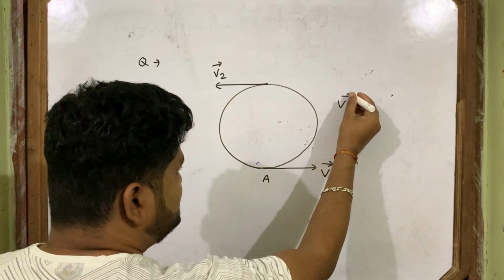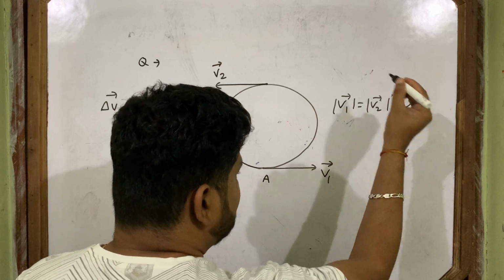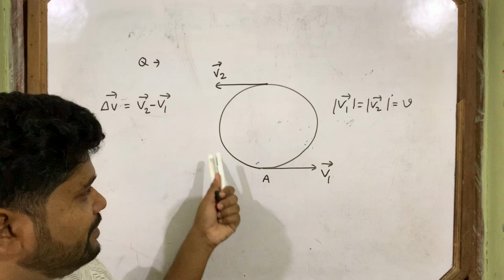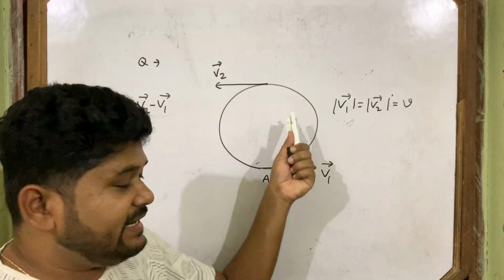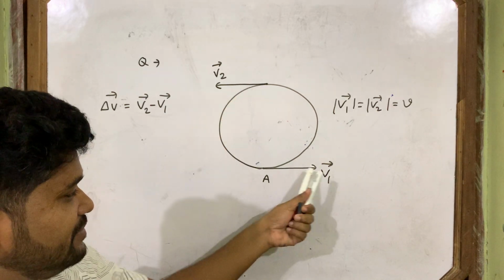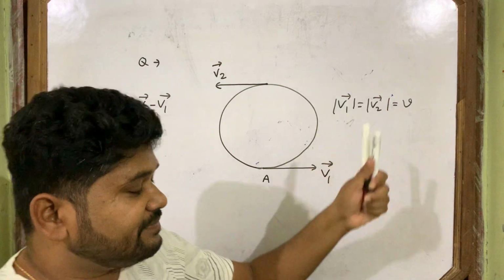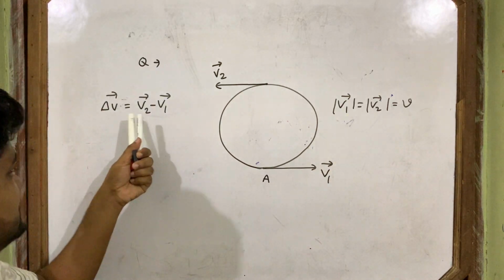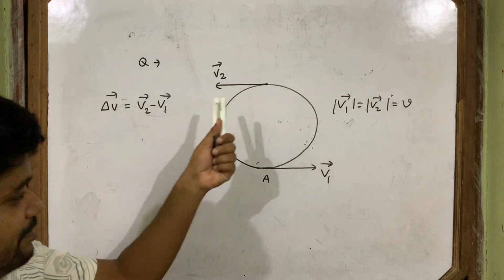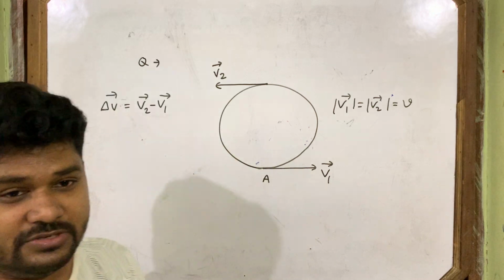Suppose v1 vector and v2 vector are equal in magnitude, equal to v. A body moves in a circular path with constant speed. Speed is constant, but the direction changes. Here is the v1 vector, here is the v2 vector, but the magnitudes of these two vectors are the same. The question is, what is the change in velocity? I am giving you the formula, v2 vector minus v1 vector. I want you to find the expression of change in velocity.